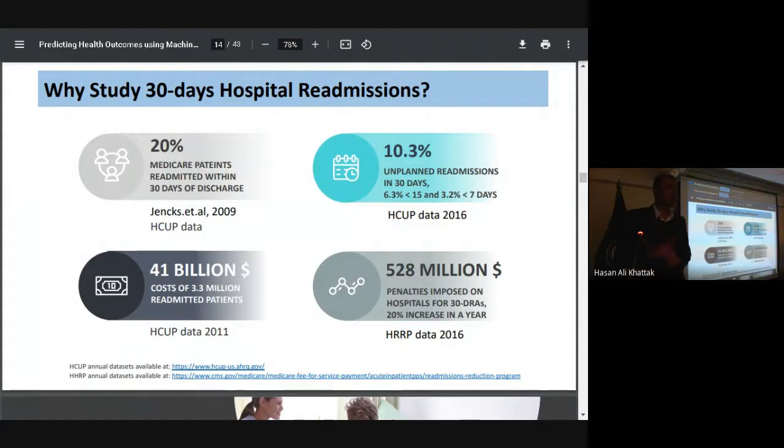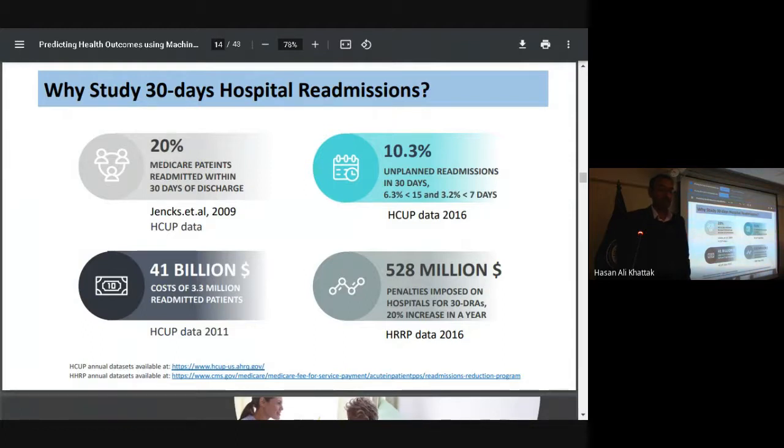Why do we use 30 days, not 35, not 40, not 100 days? Because 30 days is one index that is normally used there. There is no hard and fast logic behind it, but they consider it a good number of days to compare. Then, this 41 billion dollar cost of 3.3 million readmitted patients.